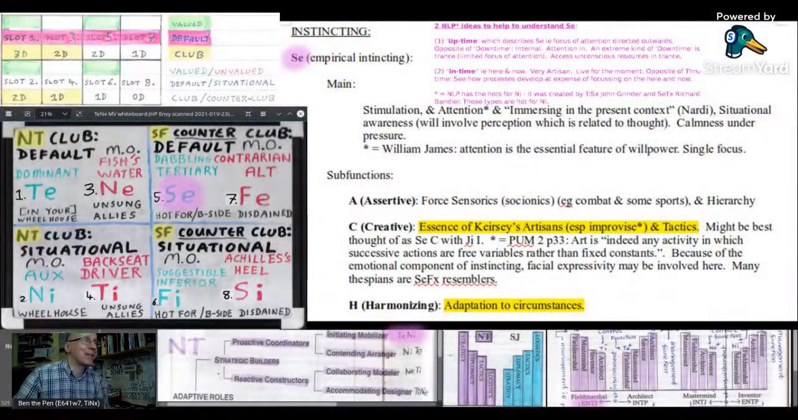There's an SE Dom, and then you've got an ENTJ that's trying to do SE. And so that's what it can sort of come off as, this sort of dabbling SE. The tertiary that's trying to be a dominant.